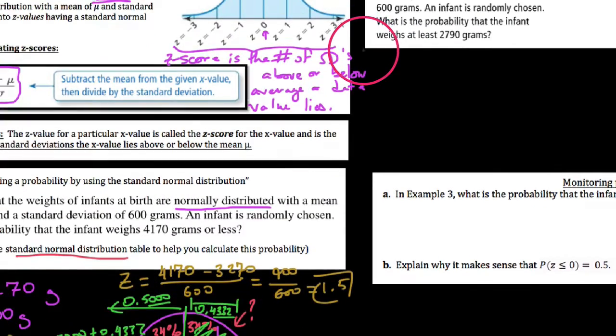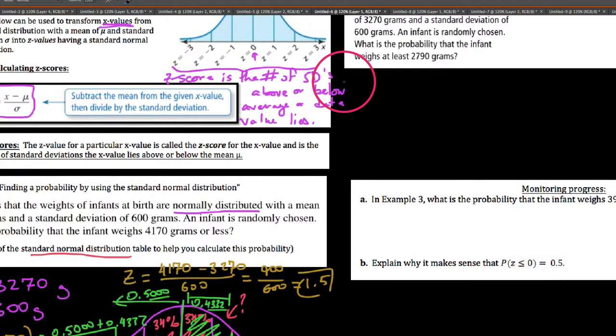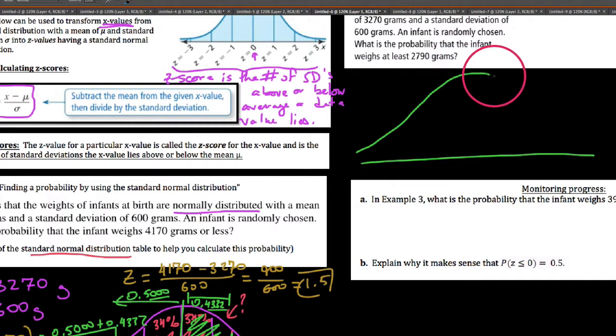Just like we did last time, because we're using the same data set here, we would have the same curve. I'll try to give myself some space here. We'd say here's our normal distribution. And in the middle of this normal distribution, we had 3,270 grams.